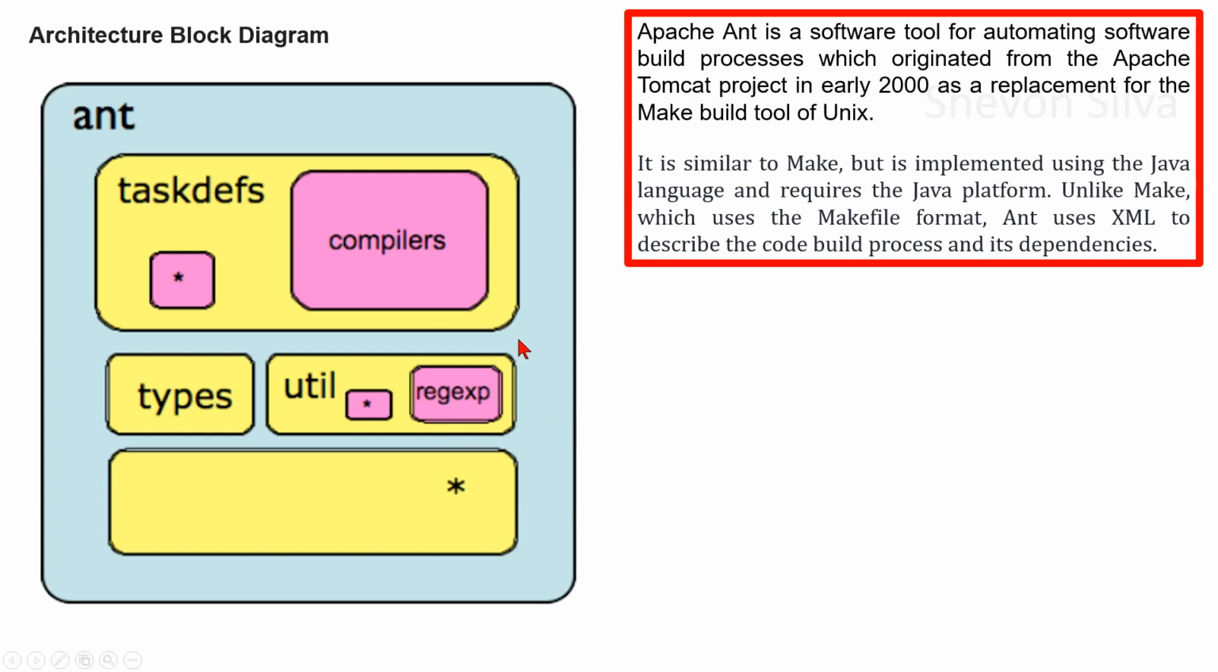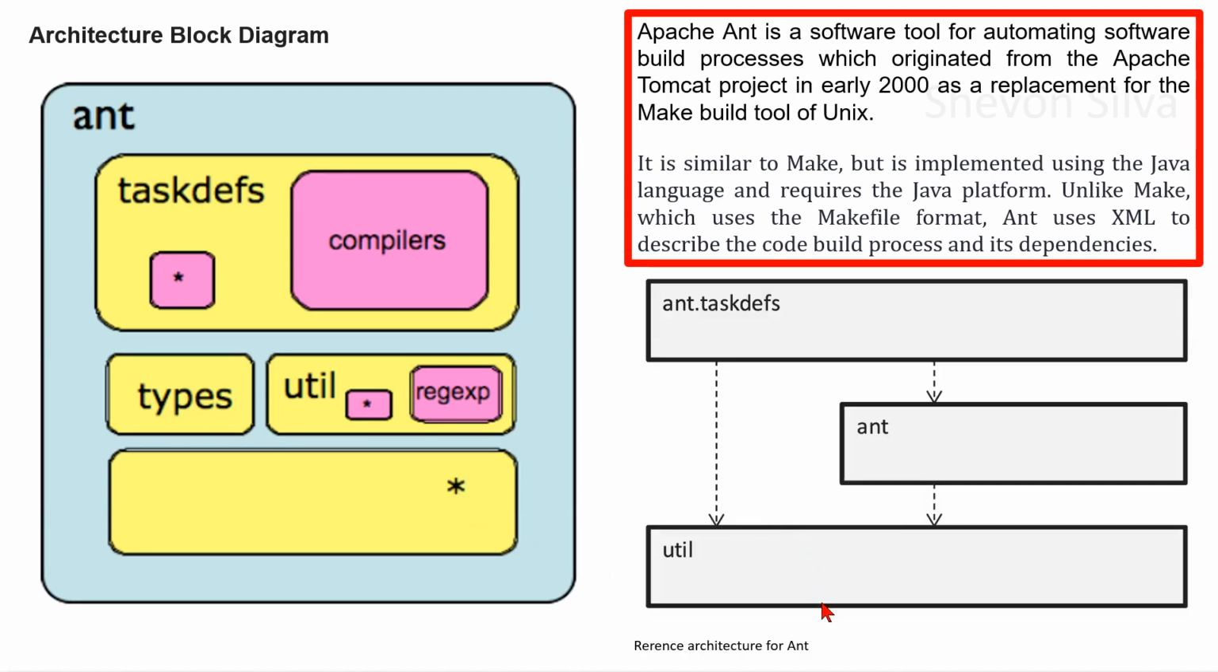Here Taskdefs, types, utils, and other are inside Ant, and other and compilers are inside Taskdefs. Types and utils are below Taskdefs, and other and Regexps are inside Util, and other miscellaneous things are below types and util. Here you can see a reference architecture for Ant.